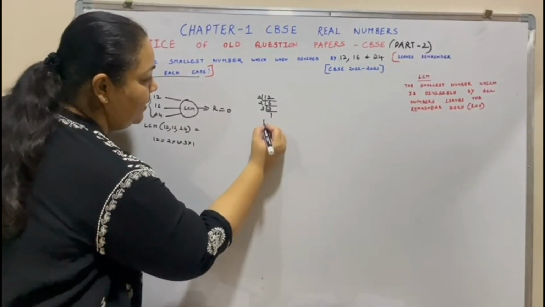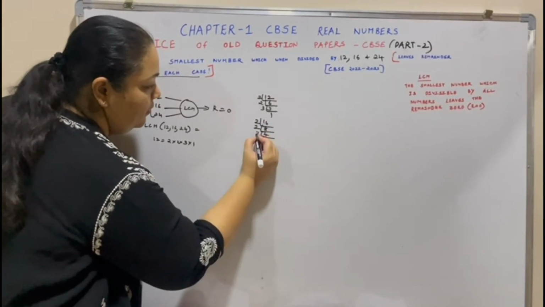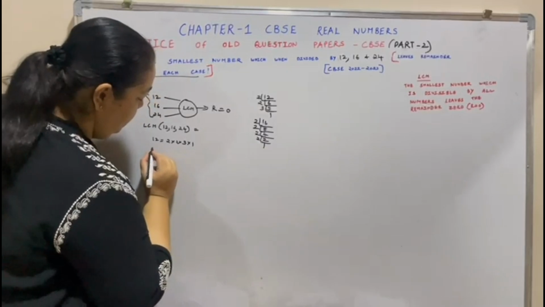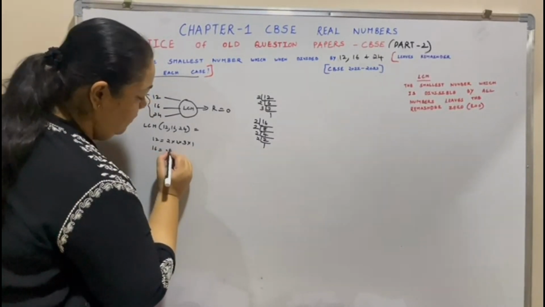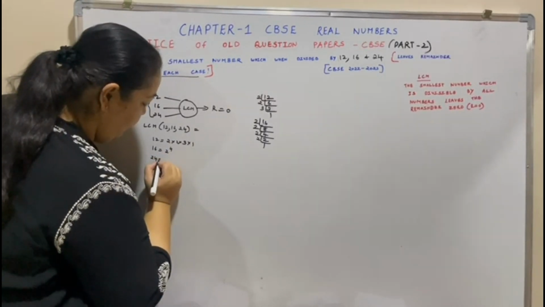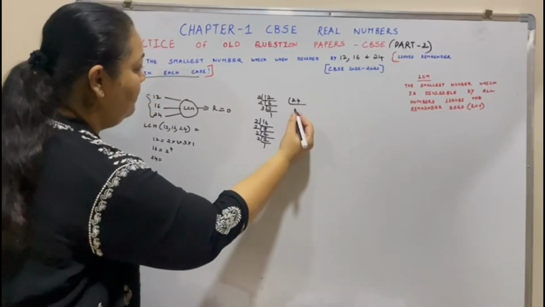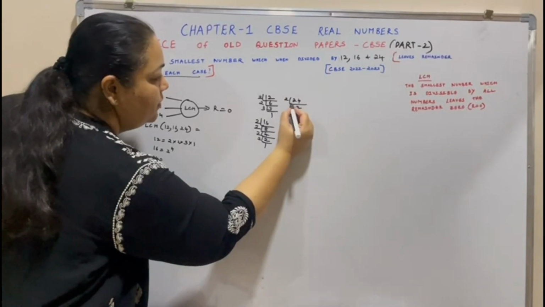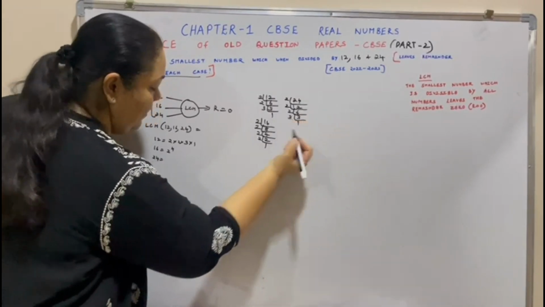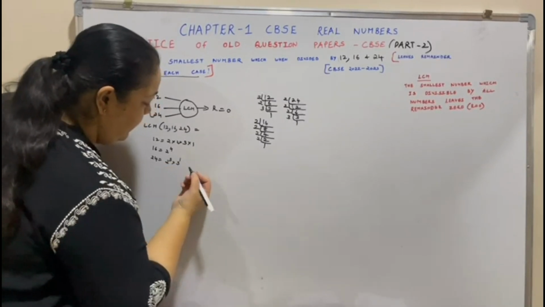So for 16: 2 8s are 16, 2 4s are 8, 2 2s are 4, 2 1s are 2. So 16 is 2 to the power of 4. And for 24: 2 1s are 2, 2 2s are 4, 2 6s are 12, 2 3s are 6, 3 1s are 3. So 24 is 2 cubed into 3 to the power of 1.